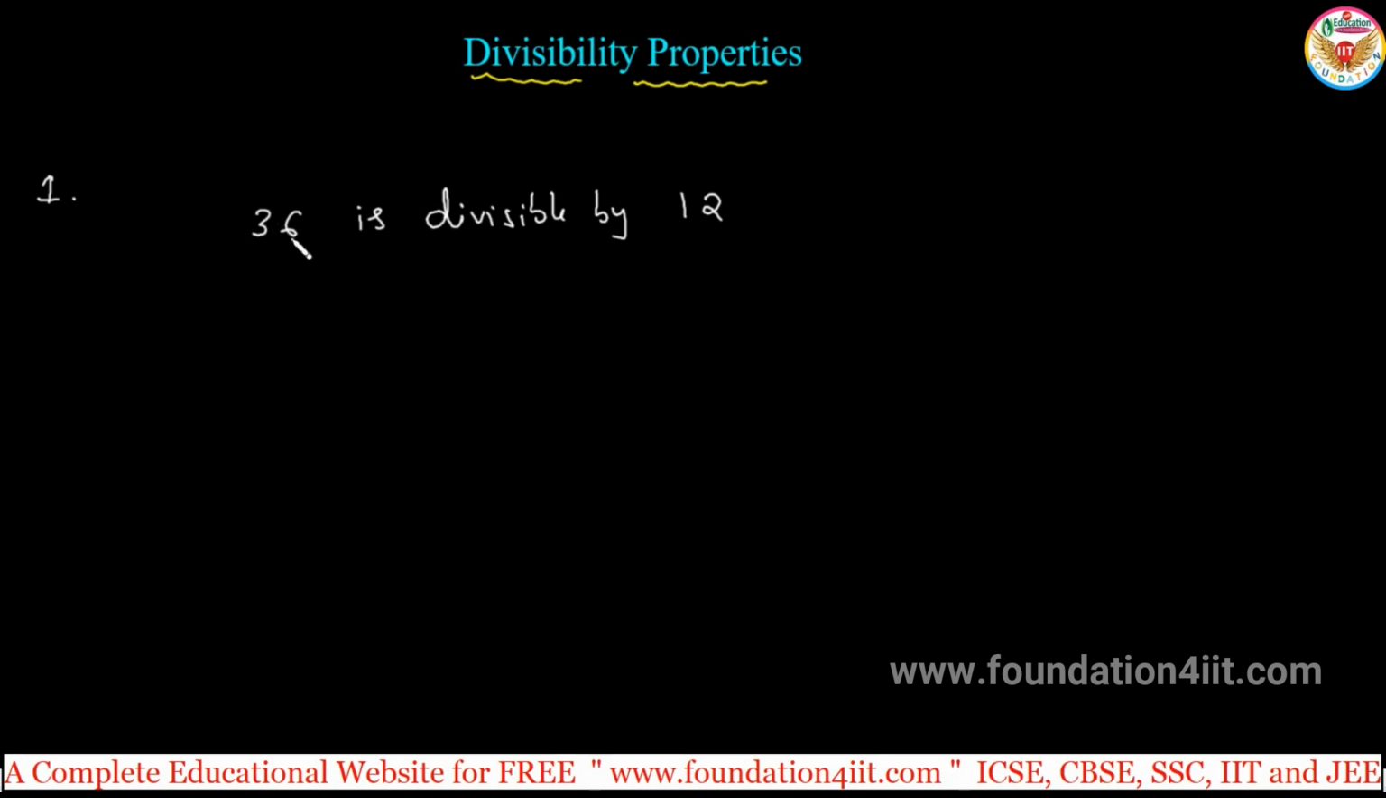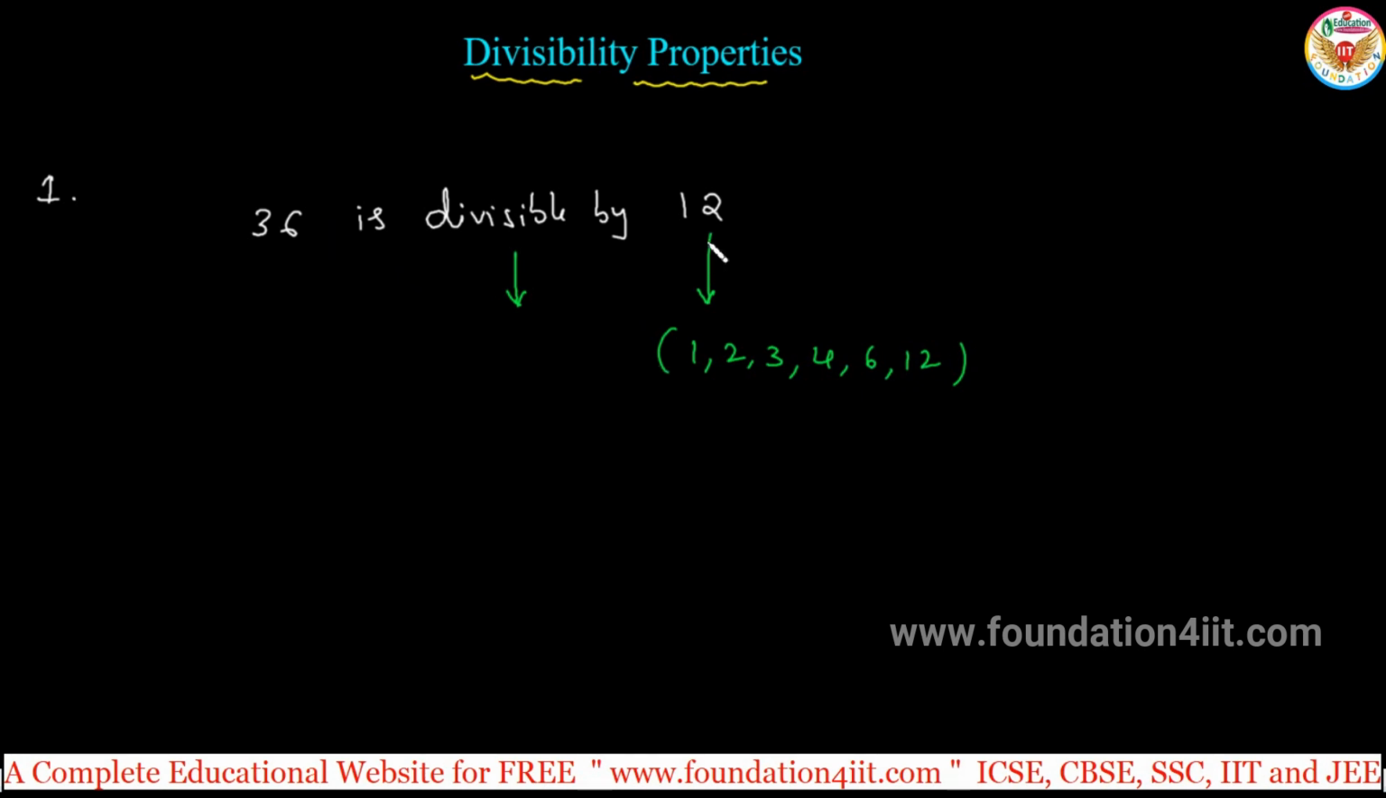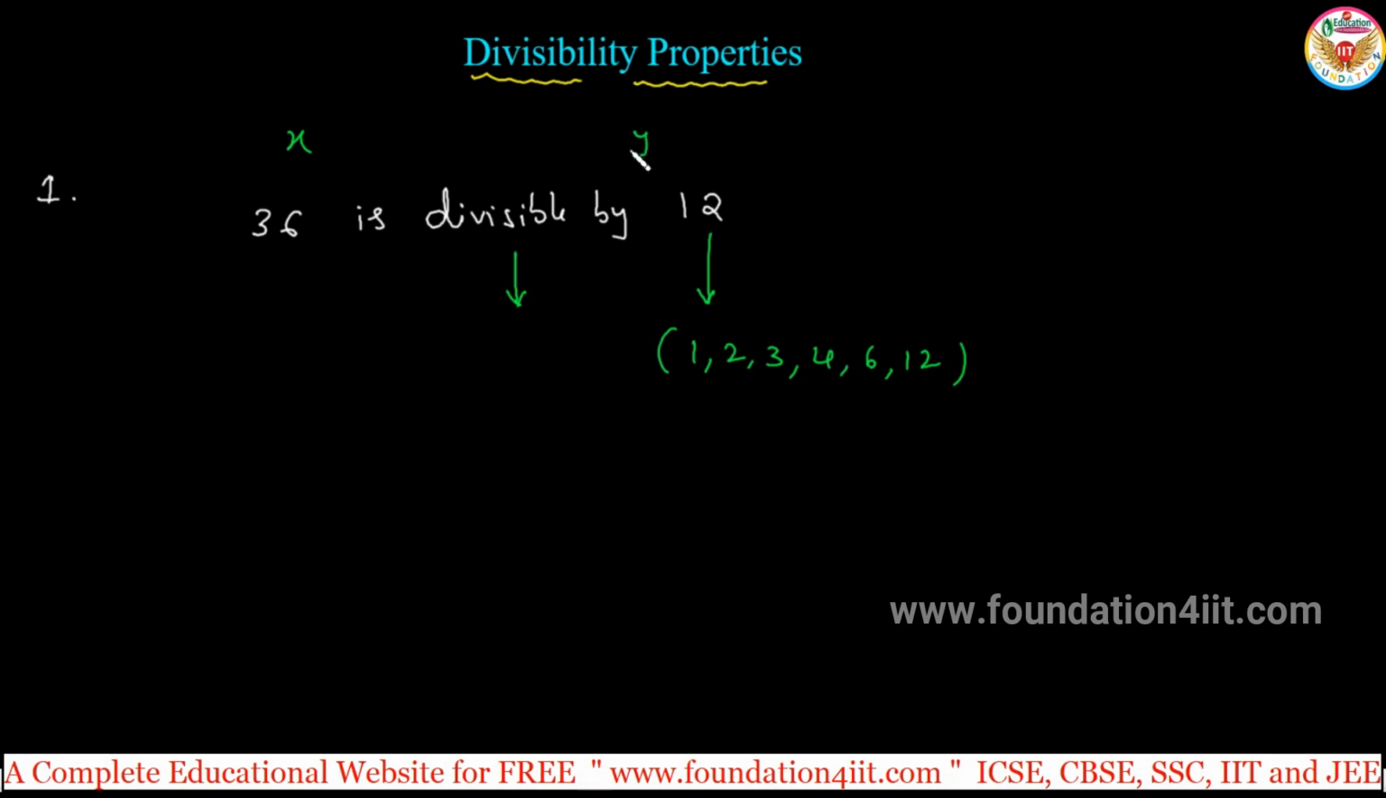So in reverse way, 36 is divisible by 12. The factors of 12 are 1, 2, 3, 4, 6, 12, right? So 36 is divisible by all the factors of 12: 1, 2, 3, 4, 6, 12. So this is the rule. For any two numbers x and y, if x is divisible by y, then x is divisible by each factor of y also, right? Next one.